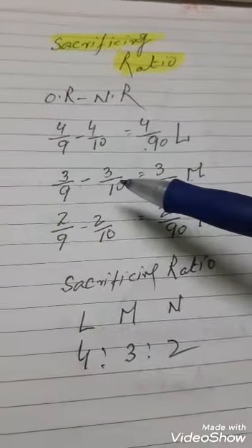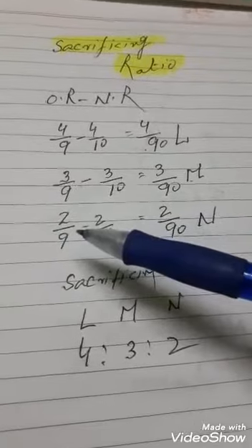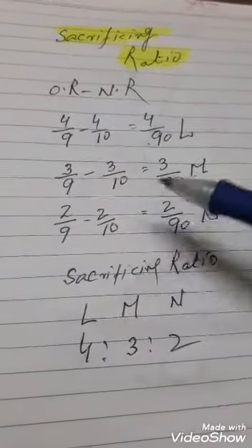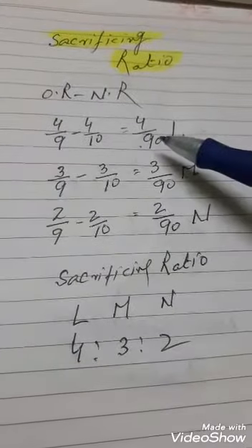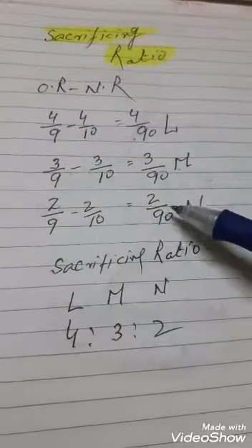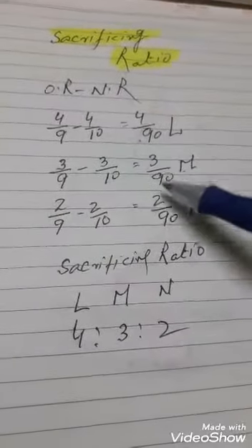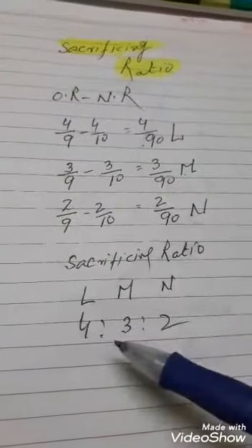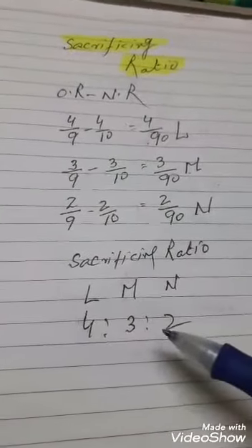New ratio 3/10. Old ratio 2/9, new ratio 2/10. The result is 4/90, 3/90, 2/90. And the sacrificing ratio, 90 being common, is 4:3:2.